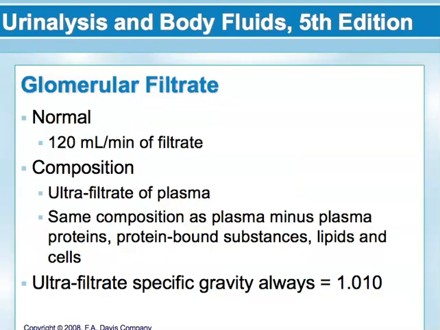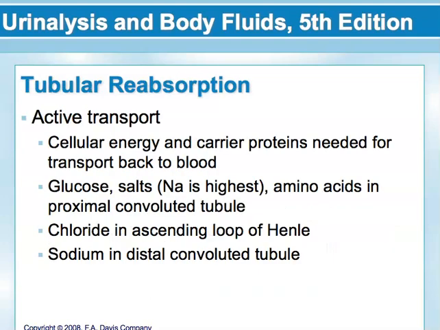And the glomerular filtrate. As a result of those mechanisms that we just talked about, every minute approximately 2 to 3 million glomeruli filter approximately 120 milliliters of substances. So filtration is non-selective, so the only difference between the compositions of the filtrate and the plasma is the absence of plasma protein, any protein-bound substance, lipids, and cells. The ultrafiltrate of the fluid as it leaves the glomerulus should always have a specific gravity of 1.010, and this confirms that it is chemically an ultrafiltrate of plasma.